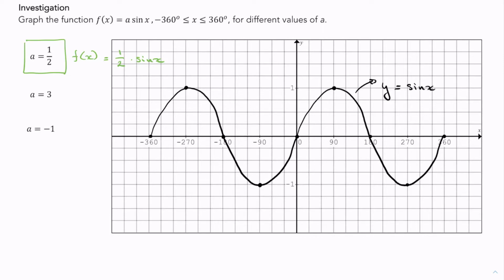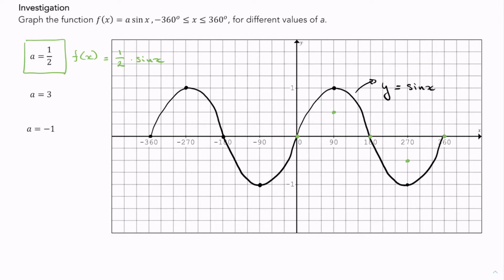So for example, when x is 90 degrees, the y value, or sine of 90, is going to be 1, but half of that will be 0.5. And when x is equal to 180, my y value will be sine of 180, which is 0, and half of 0 is just 0, so that'll stay where it is. Half of negative 1 will be negative 1/2 over here. Half of sine of 360 will just be half of 0, which is 0 again. And 0 at the beginning will also be 0.